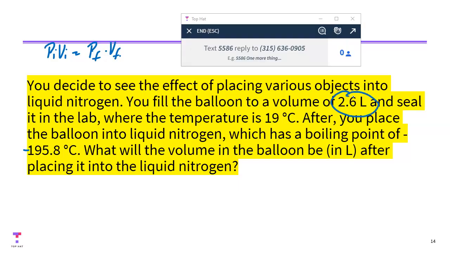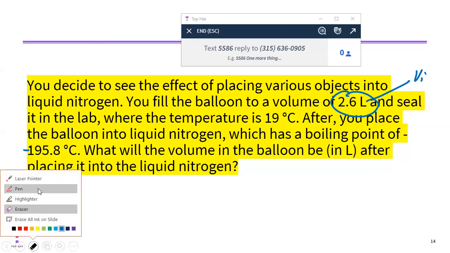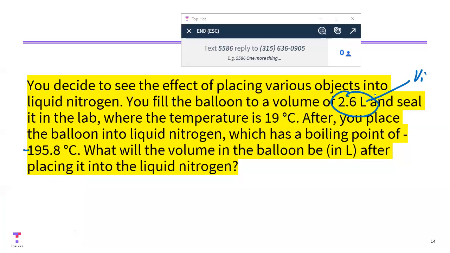Now, the 2.6 liters, that's my initial volume. Oh, you know what? I'm wrong. Shame on none of you for saying anything. There's no pressures in here. This is a temperature problem. I'm using the wrong gas law. Since we're talking about volume and temperature here, I need to use Charles' law. VI over TI is equal to VF over TF.